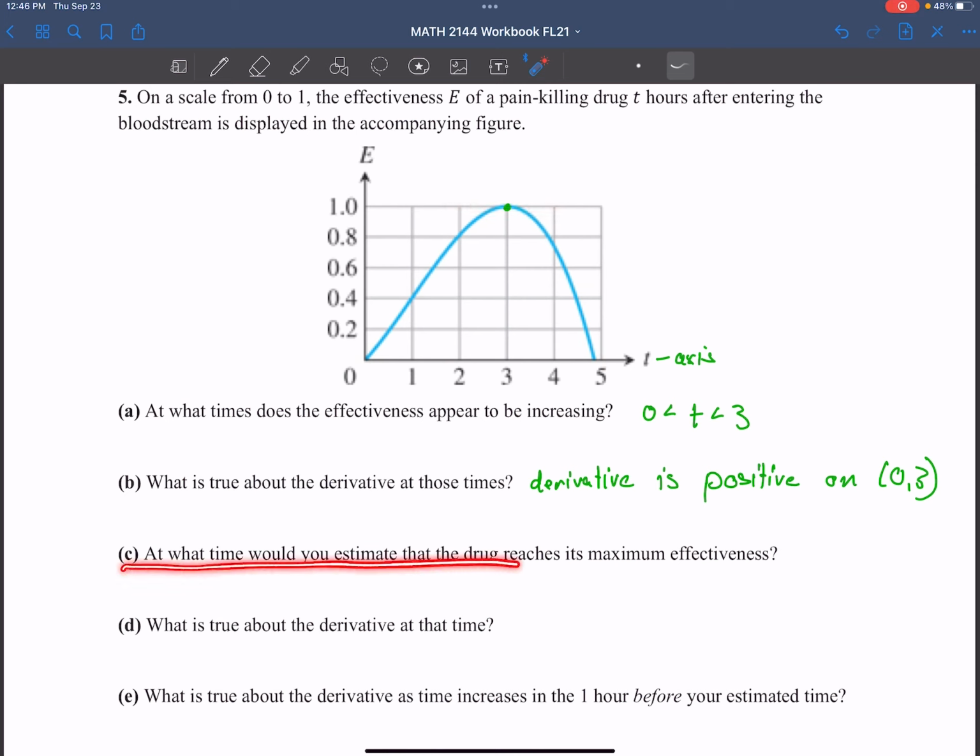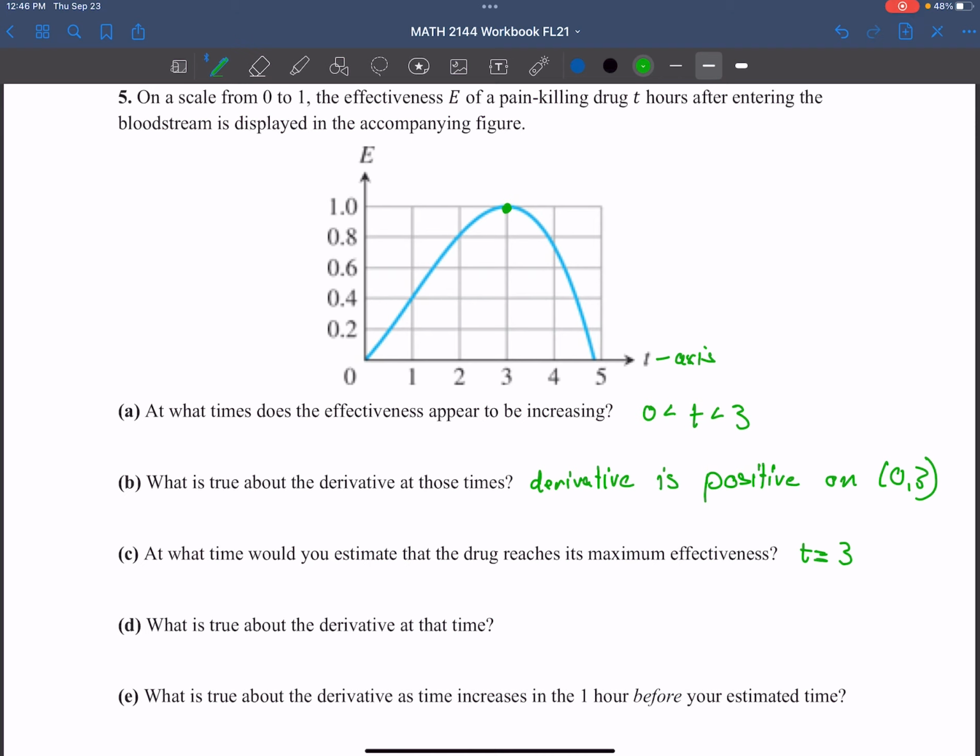Okay, at what time would you estimate the drug to reach its maximum effectiveness? Let's have another volunteer here. Let's go over to James, sorry. What did you say? 3, that is correct. So you can see right here, this is the maximum, so it's at time equal to 3. Very good.